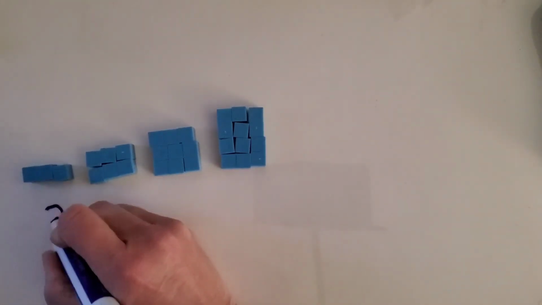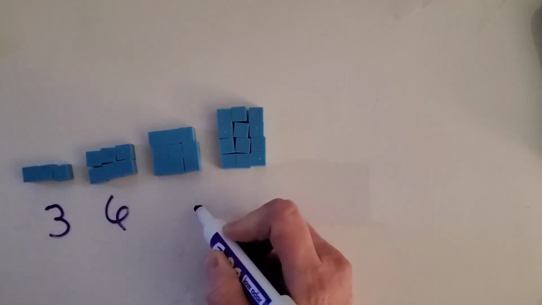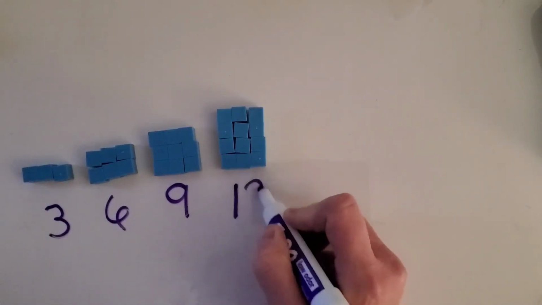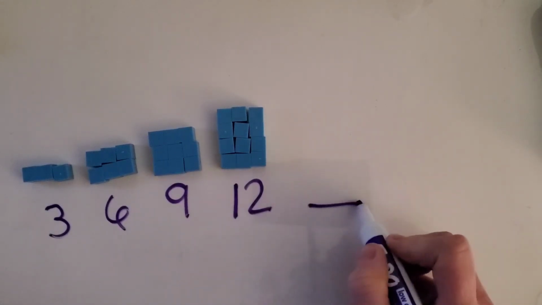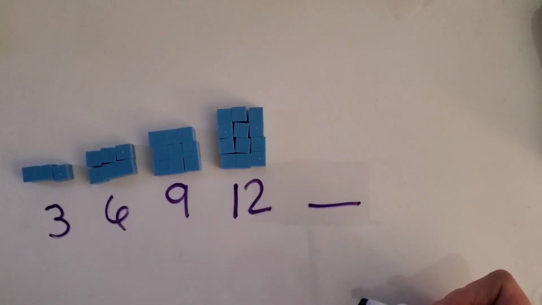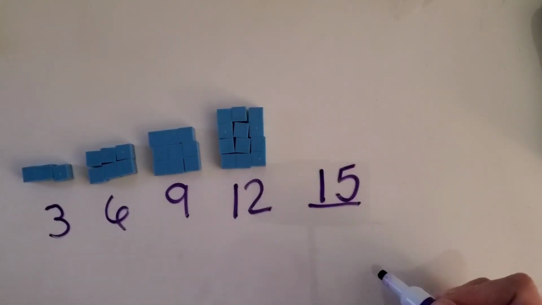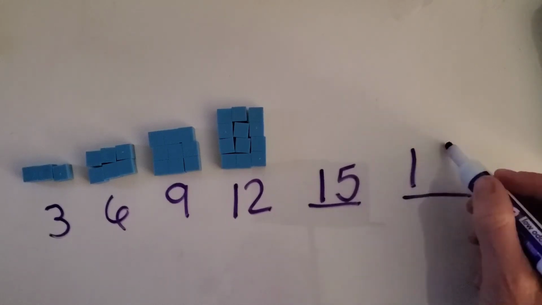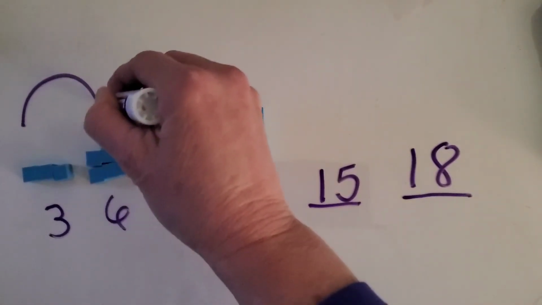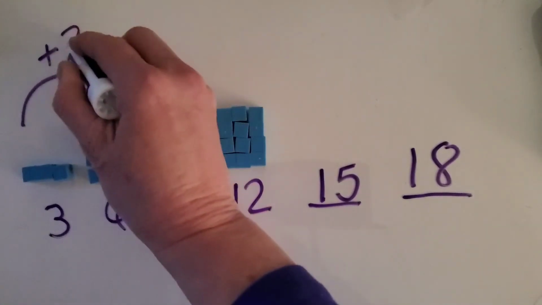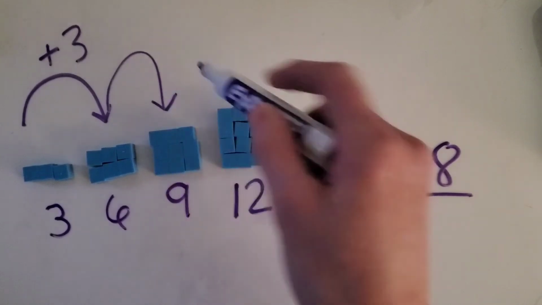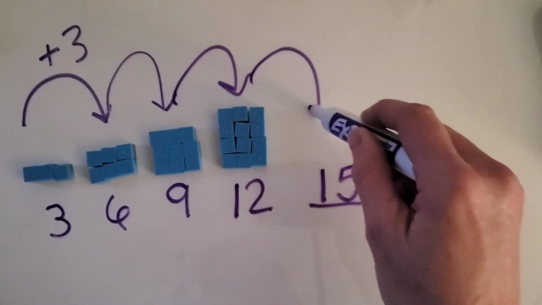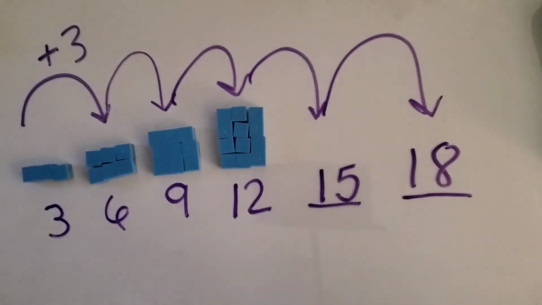We have 3, 6, 9, 12. And what would be here? That's right, 15. And then here, that's right, 18. Because what we're doing is what are we doing here? We're plus 3, plus 3, plus 3, plus 3. And we could just keep on going on and on to infinity. Just keep on adding 3.